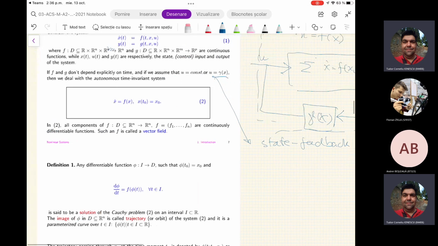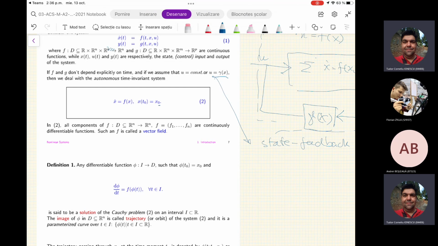You did this for linear systems with ABCD as well. And we are actually going to look a lot at equation number 2 with the initial condition x naught. We make the assumption that all the functions f1 up to fn are continuously differentiable. Actually, we can consider them smooth. Such a vector of continuously differentiable functions is called a vector field.